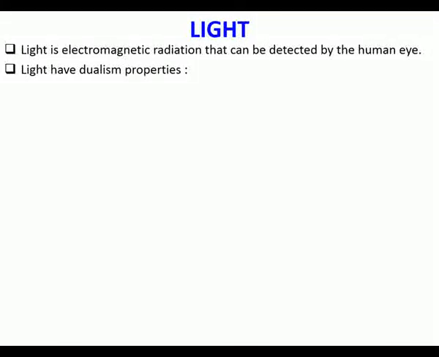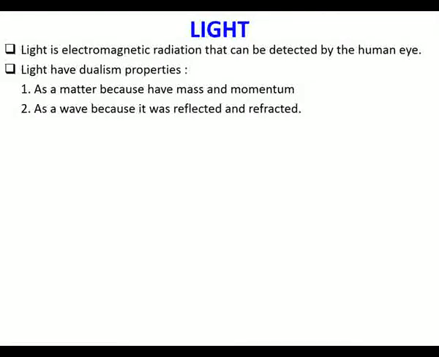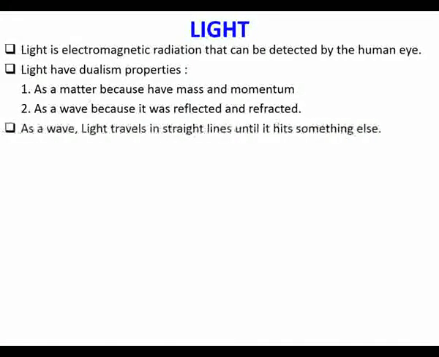Light has dualism properties. First, as matter, because light has mass and momentum. The second, light as a wave, because it can be reflected and refracted. As a wave, light travels in a straight line until it hits something else.